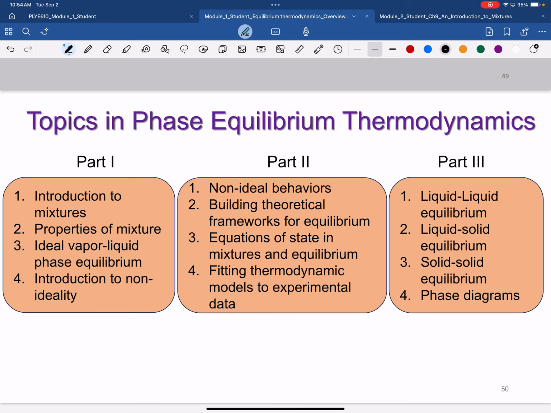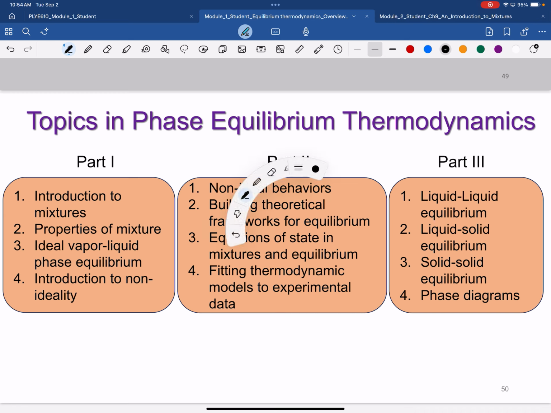In part 3, we will take part 2 and apply the same principles that we have learned to different types of equilibria. In parts 1 and 2, you're dominantly interested in vapor-liquid equilibrium. In part 3, you're going to use that framework for different types, liquid, solid, right? You will see how powerful this method is. Any questions?